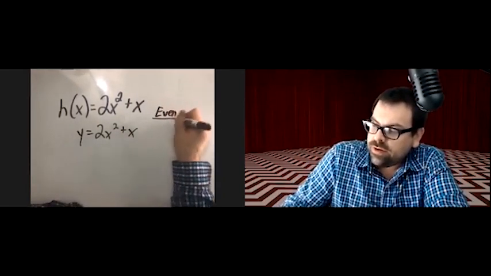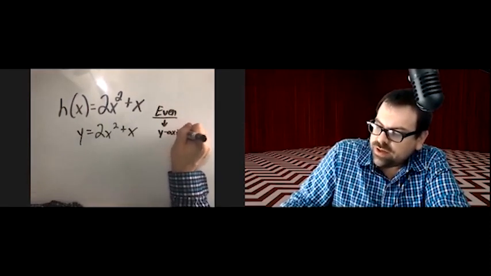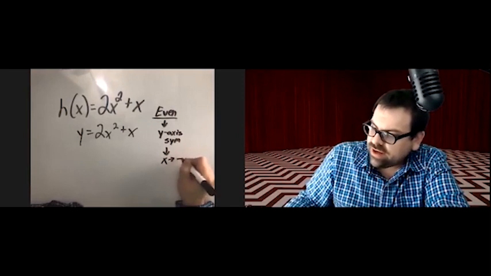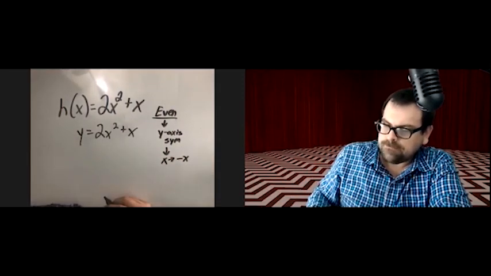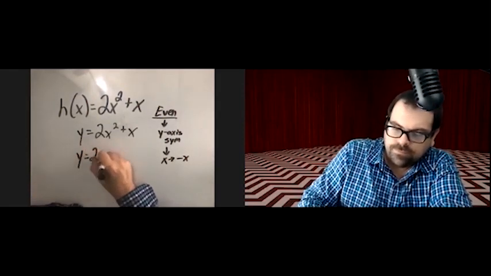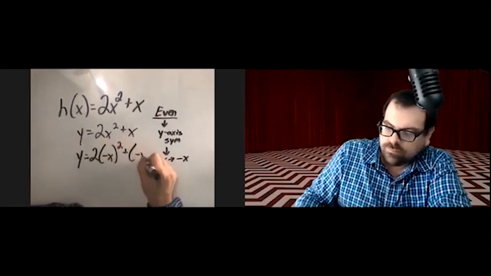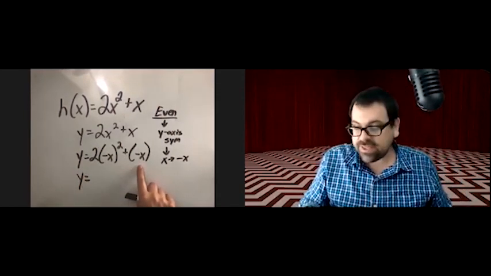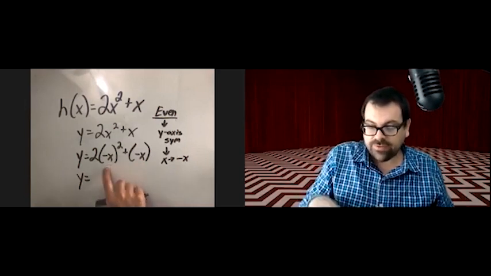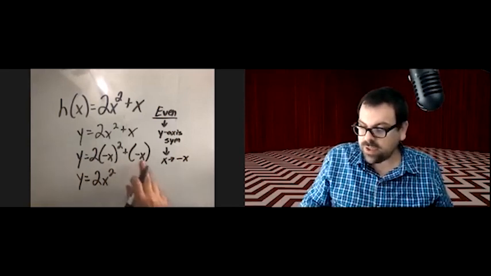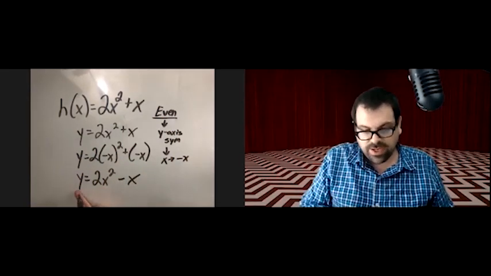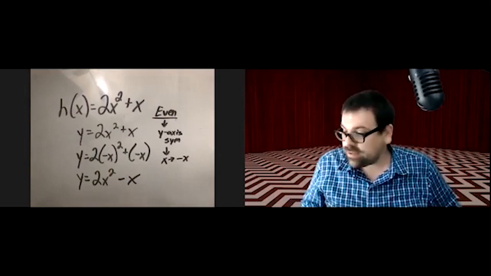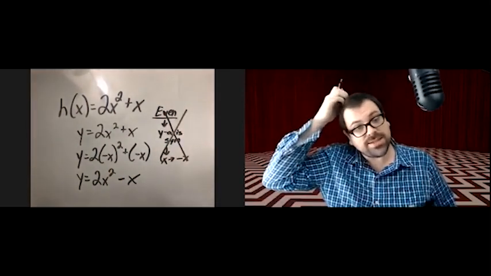For even, that's y-axis symmetry. That's replacing x with negative x. So replacing the x with negative x both places. Squaring a negative turns the term positive. Plus a negative is just minus. We already have y equals 2x squared minus x is not the same as 2x squared plus x.